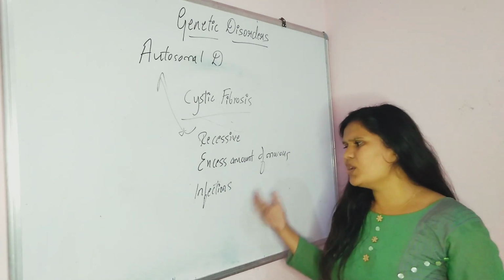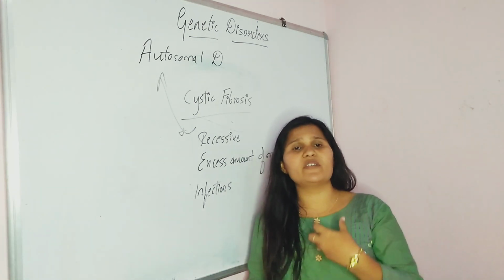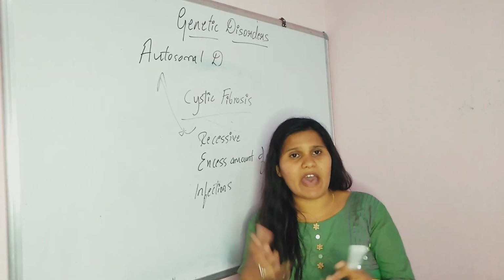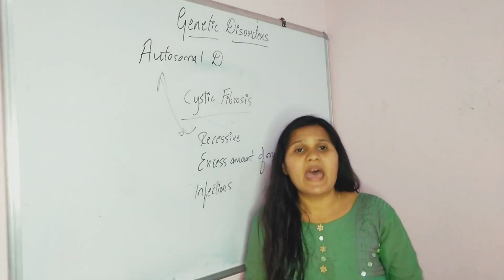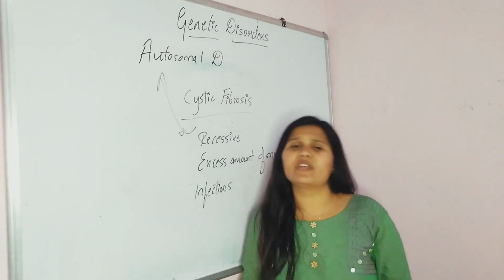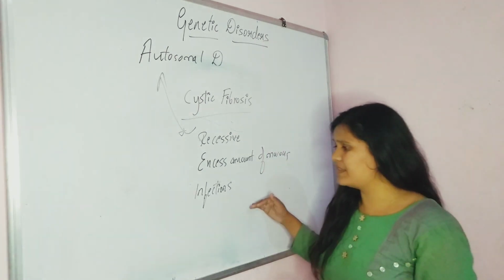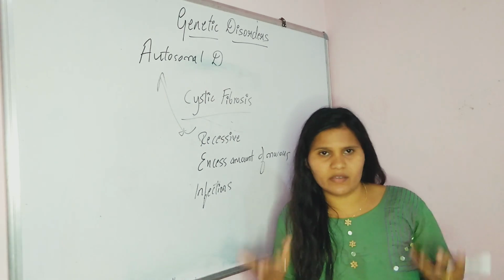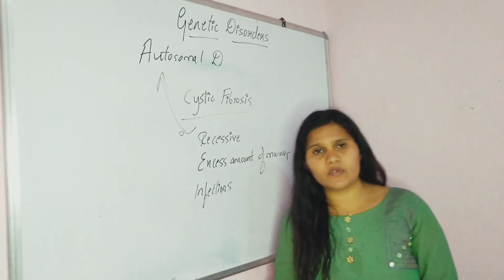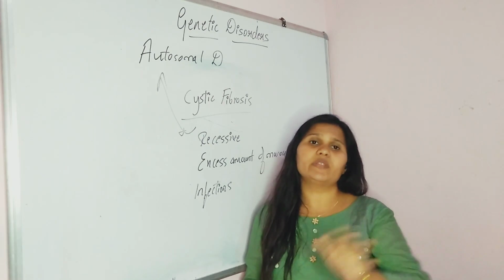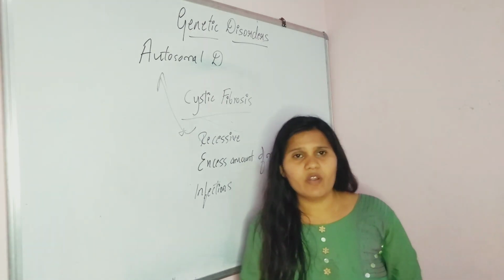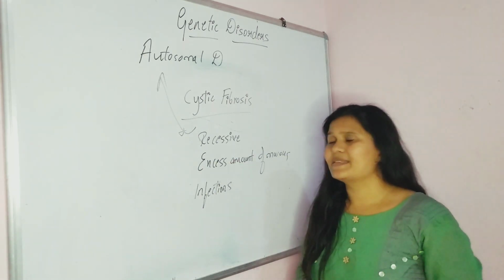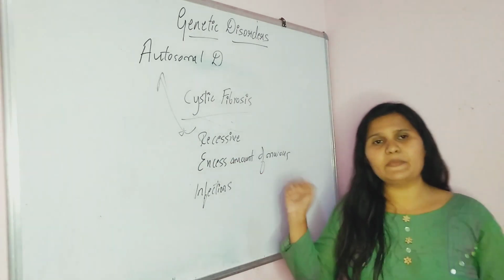Also due to this infection, a person will have problems in respiration and in his bronchi. We know that the bronchi won't work and he may die also. A person with cystic fibrosis may live up to 30 to 35 years. More than that he cannot live, and ultimately it will lead to death. So this is called cystic fibrosis, and these are some symptoms.